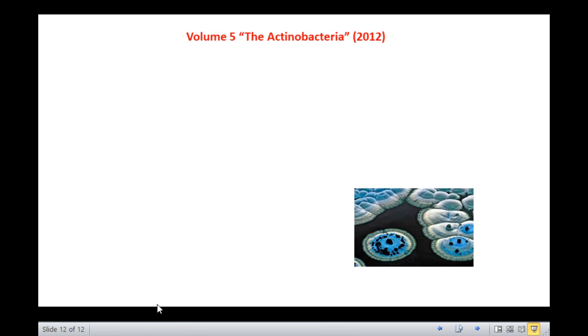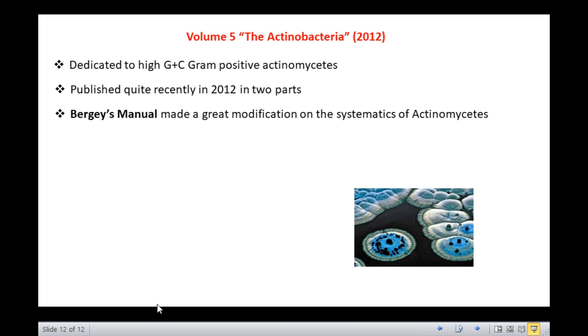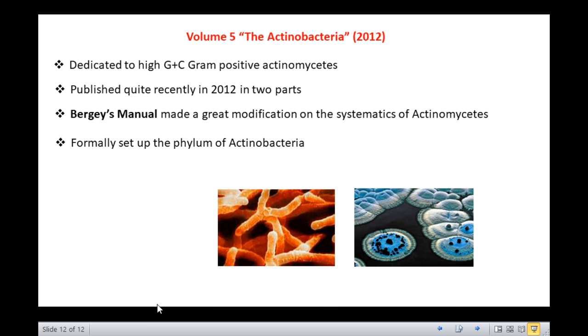The final volume is the Actinobacteria, published in the year 2012. This volume is dedicated to high G+C gram-positive actinomycetes and has been published quite recently in 2012 in two parts, Part A and Part B. Bergey's manual made a great modification of the systematics of actinomycetes and formally set up the phylum Actinobacteria, which often form complex branching filaments called hyphae.